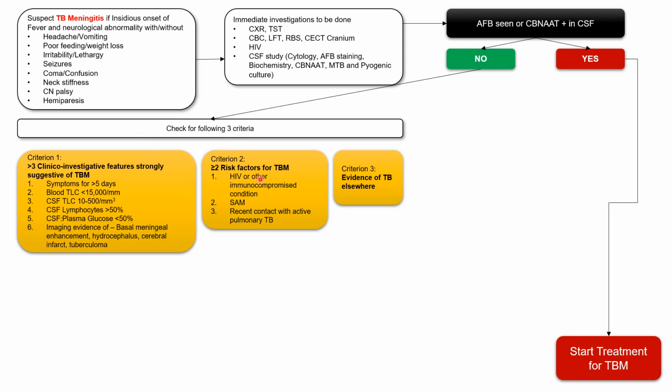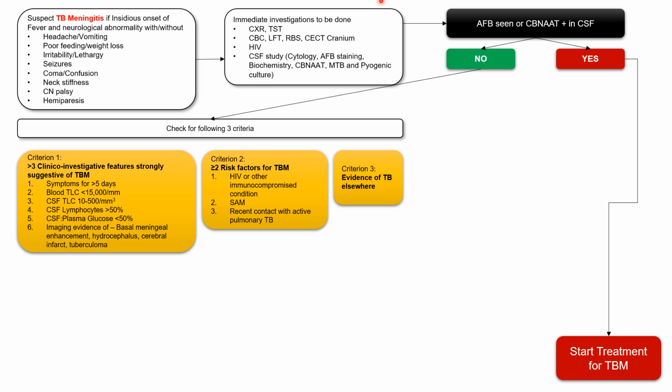Then what are the risk factor criteria? HIV or other immunocompromised state, that is 1. Severe acute malnutrition, that is 2. Recent contact with active pulmonary TB, that is 3. So if the person is HIV positive or immunocompromised, or has severe acute malnutrition, or has had recent contact with active pulmonary tuberculosis, and any two of these three are present, it is considered risk factor positive, or criteria 2 is positive. And criteria 3 will be positive if there is any evidence of tuberculosis anywhere in the body other than the nervous system.